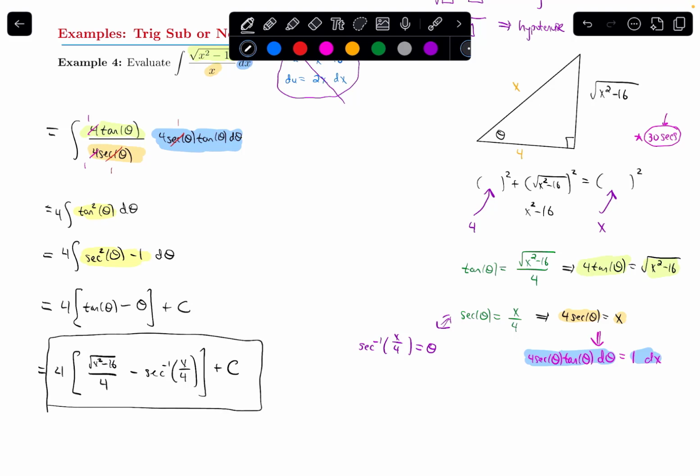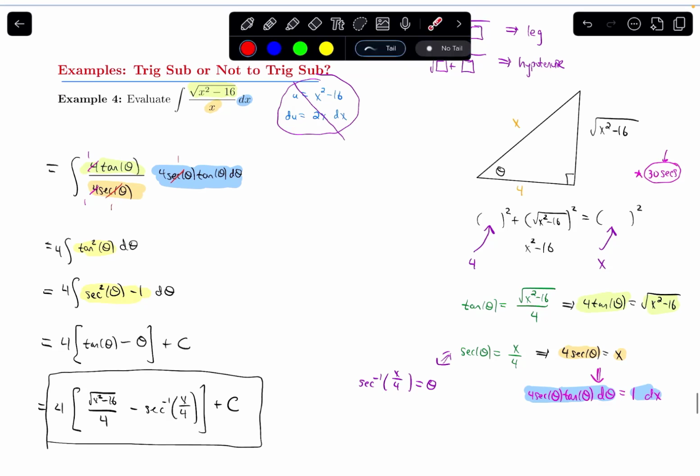Okay, so depending on how we had set up the triangle, like perhaps whether we put the 4 here or the 4 here, my trig functions might look slightly different, but what I end up getting at the end should be equivalent to what I have here. There's a chance that it might involve slightly different inverse trig functions based on how my triangle was set up, but it should end up being equivalent to what I have.